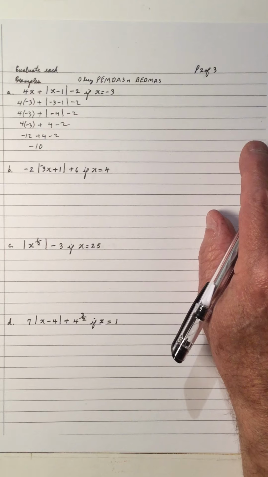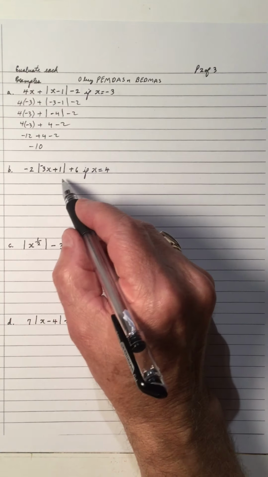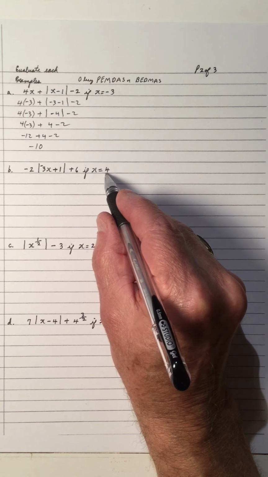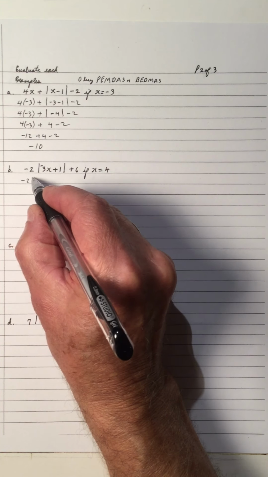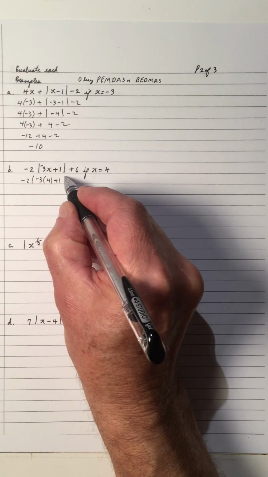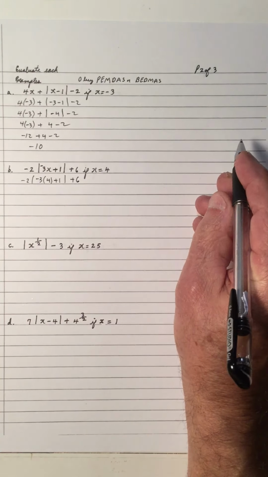Now number 2, B. We have to work this expression out for x equals 4. So we put 4 in the place of x, sub 4 in the place of x, done.